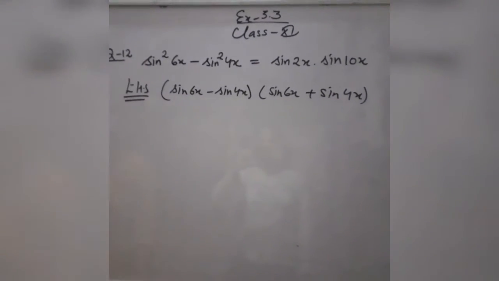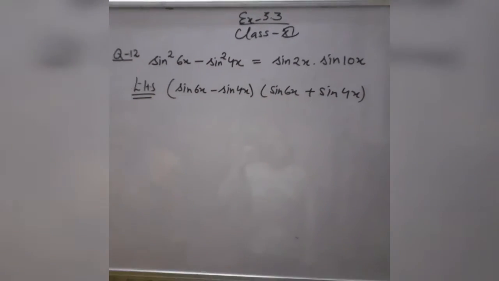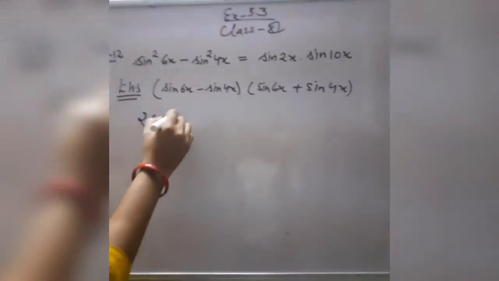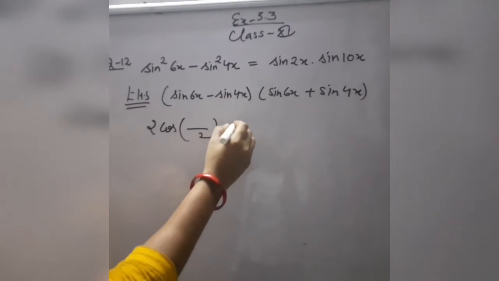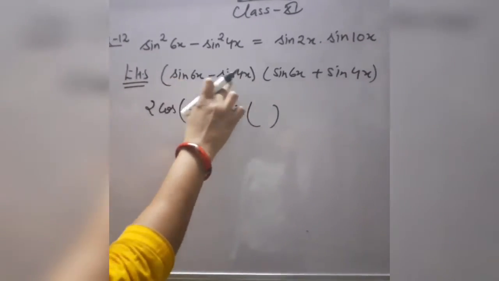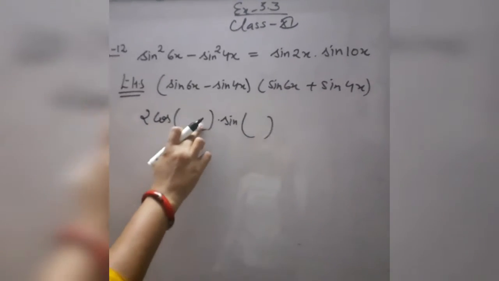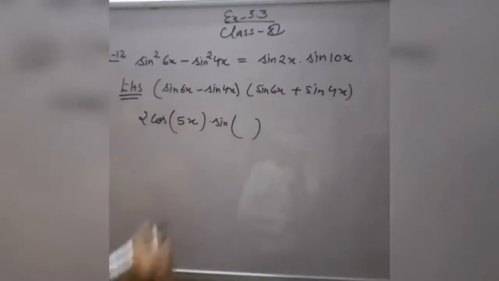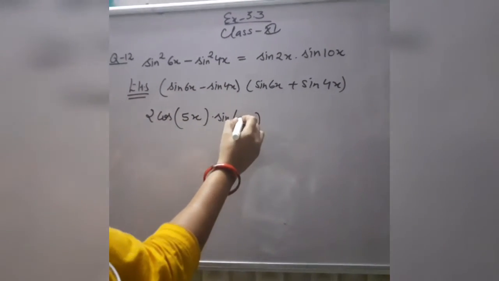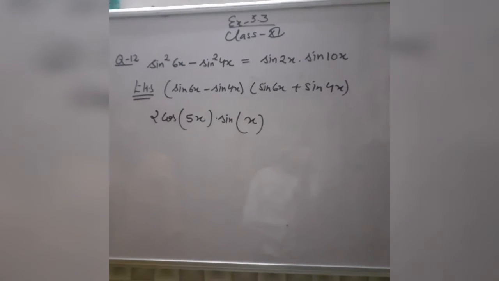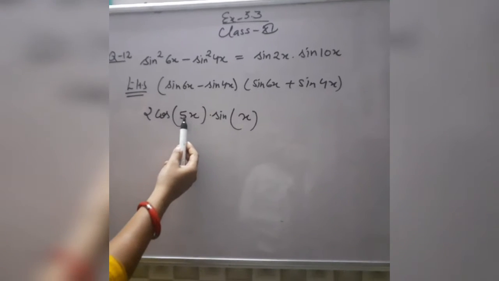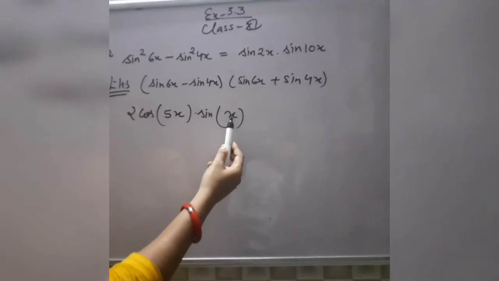Now you will use the formulas of sin x minus sin y and sin x plus sin y. Sin x minus sin y equals 2 cos((x + y)/2) into sin((x − y)/2). What are x and y here? 6x and 4x. 6x plus 4x is 10x, divided by 2 it becomes 5x. Similarly, x minus y by 2 is 6x minus 4x, which is 2x, and 2x divided by 2 becomes x. So in place of sin x minus sin y, we have written 2 cos 5x into sin x.